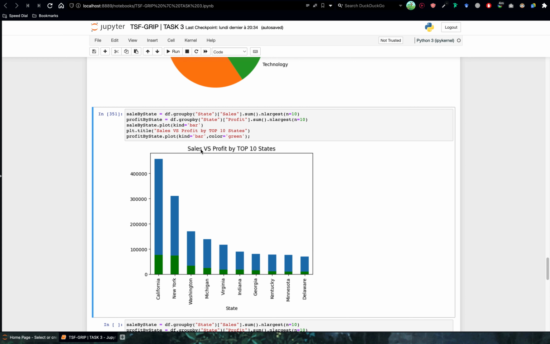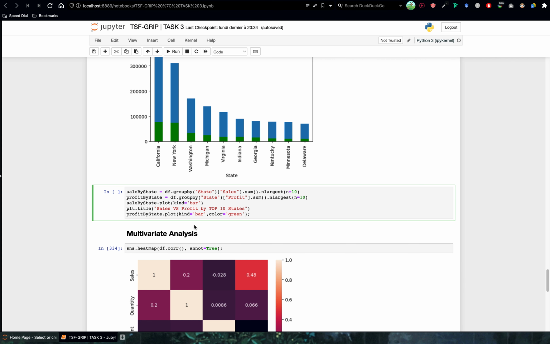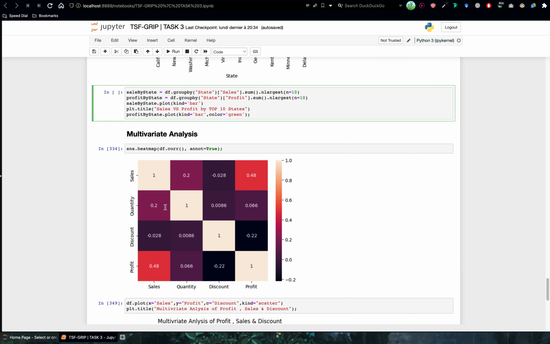Here we are seeing the top 10 profitable states in our superstore. We have California and New York, the most profitable states compared to others, with very low profit. Here it is the same thing.